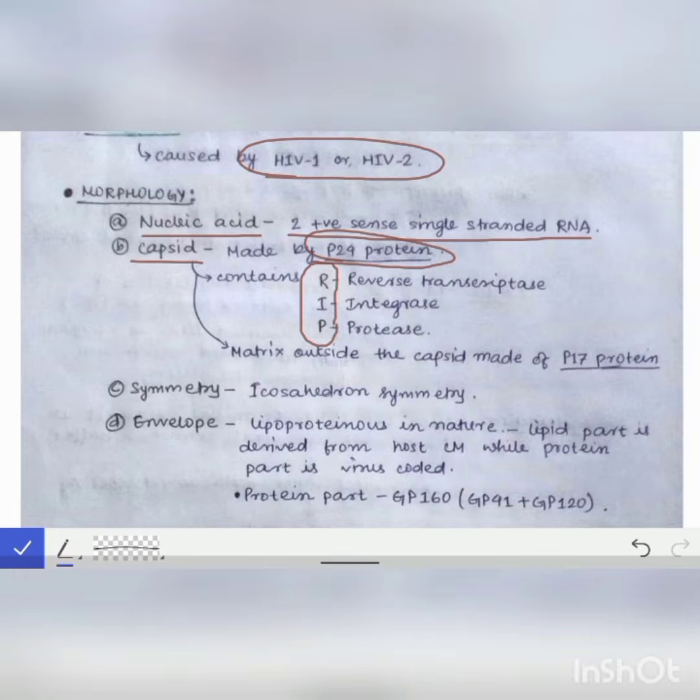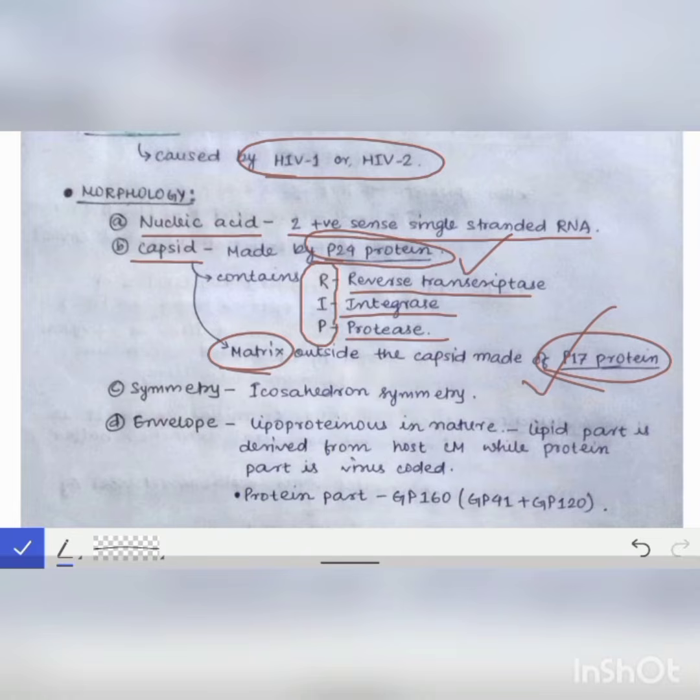What are those enzymes? R means reverse transcriptase enzyme, I means integrase, and P means protease. So these three enzymes are present in the virus inside the capsid, along with the positive sense single stranded RNA. Outside the capsid there is the matrix, and that matrix is made up of the P17 protein. So note here that the capsid is made up of the P24 protein, while the matrix is made up of P17 protein.